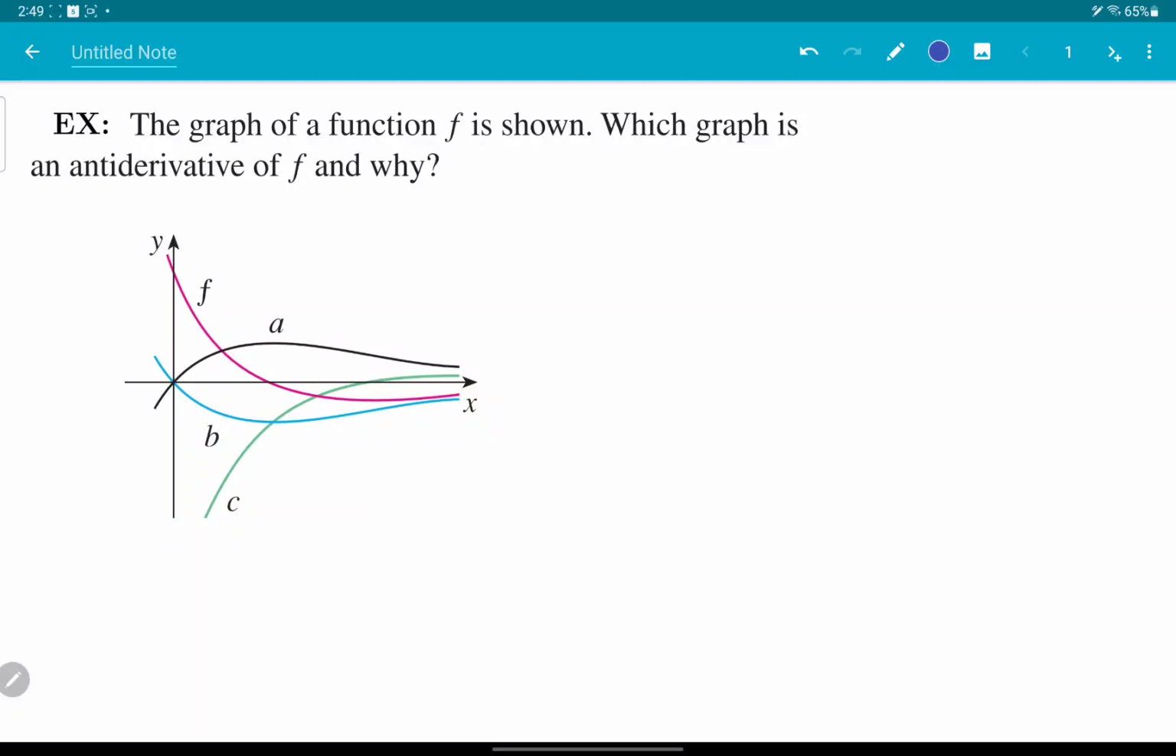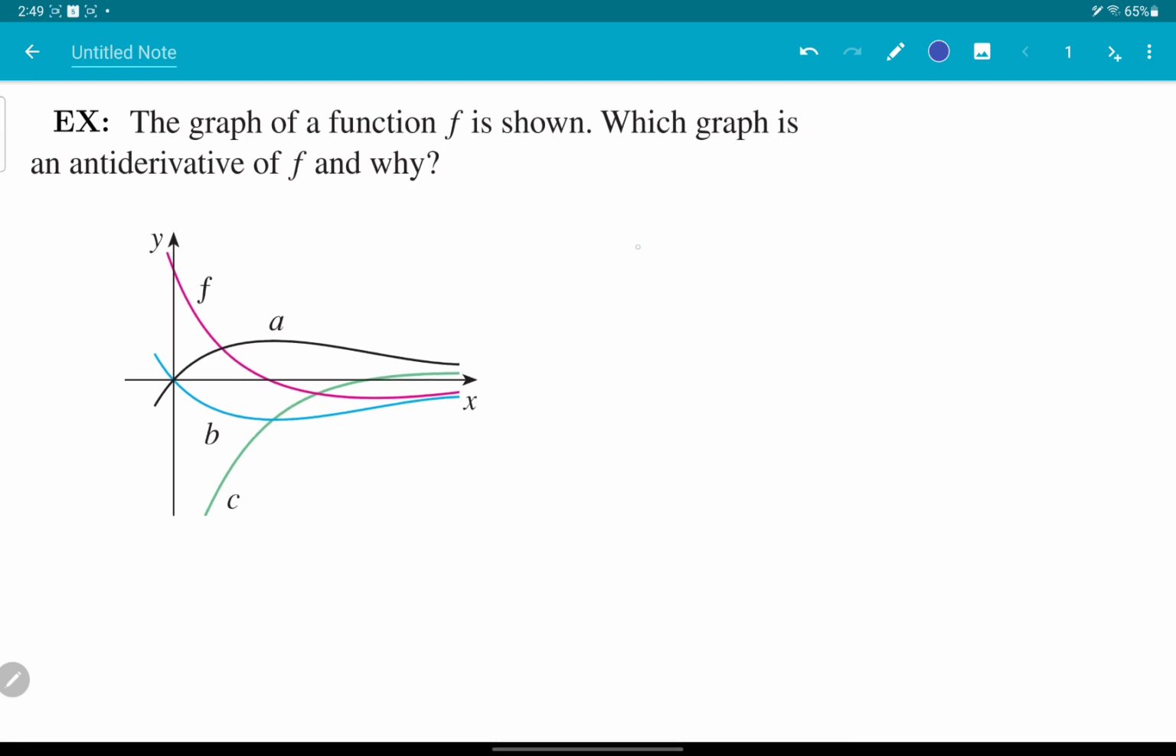Okay, some questions to help us interpret antiderivatives. So f is given, and I want to know if its antiderivative is a, b, or c. In other words, is it going to be a prime is equal to f? Is it going to be b prime is equal to f? Or is it going to be c prime is equal to f?